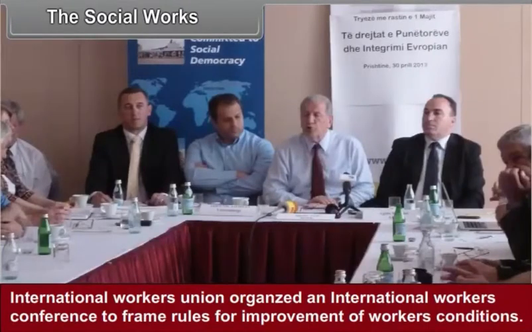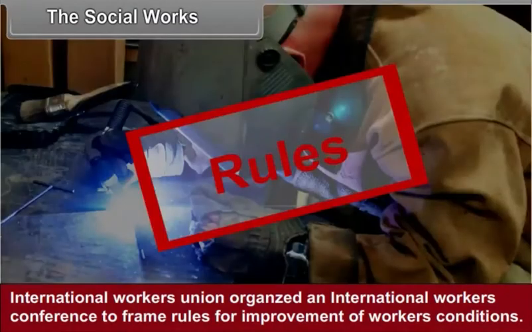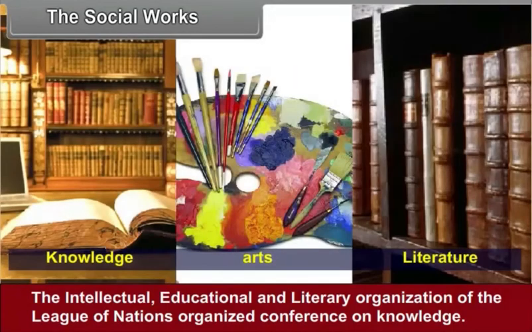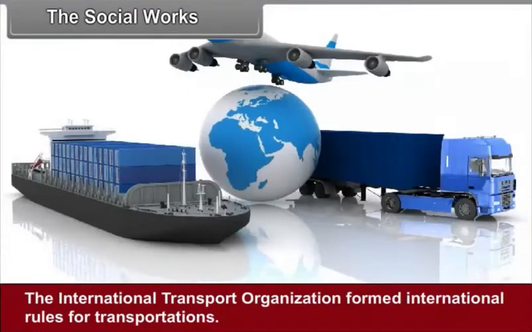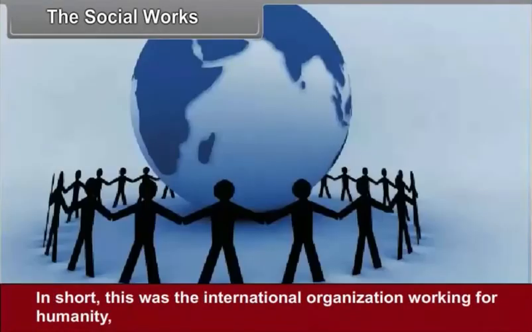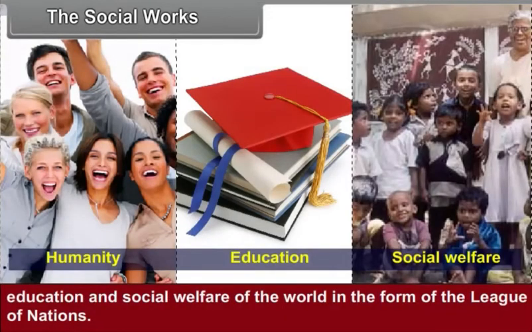The International Workers' Union organized an International Workers' Conference to frame rules for the improvement of workers' conditions. The Intellectual, Educational and Literary Organization of the League of Nations organized conferences on knowledge, arts, literature and promoted research. The International Transport Organization formed international rules for transportation. In short, this was the international organization working for humanity, education and social welfare of the world in the form of the League of Nations.